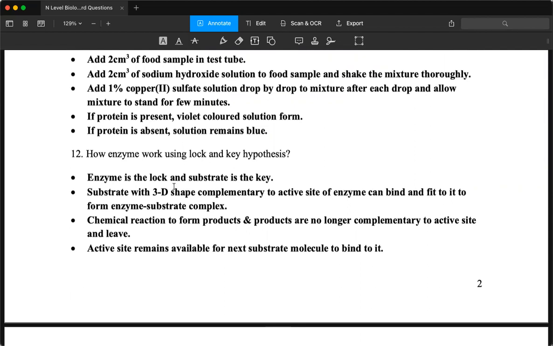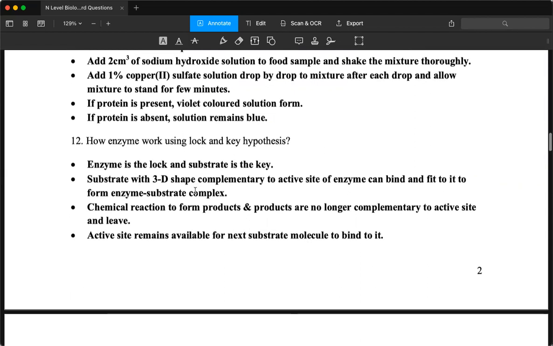The enzyme is the lock and the substrate is the key. So students need to mention which is the lock and key first. Then students need to say the substrate, with 3D shape complementary, must say that point, to the active site of the enzyme, can bind and fit it to form the enzyme-substrate complex.